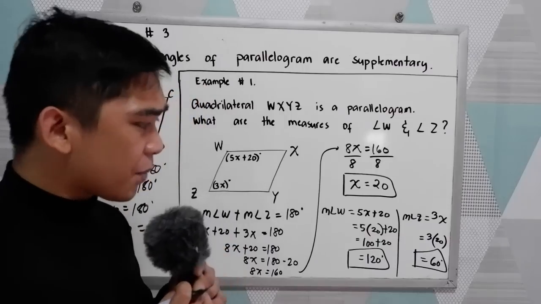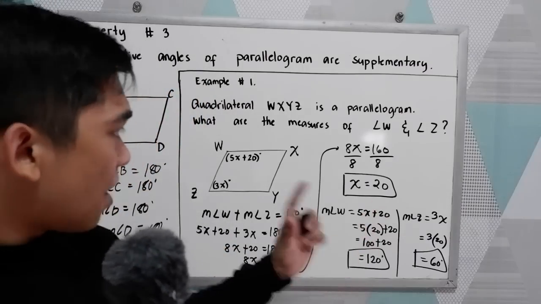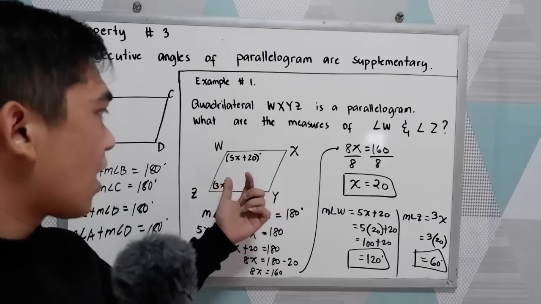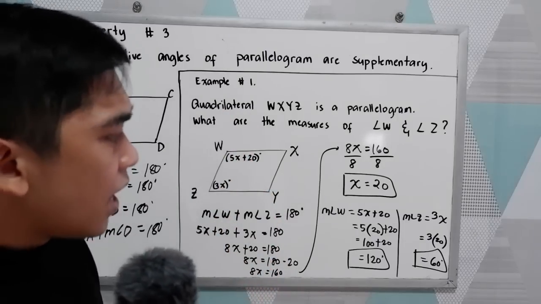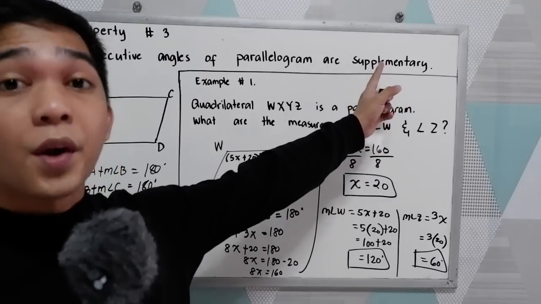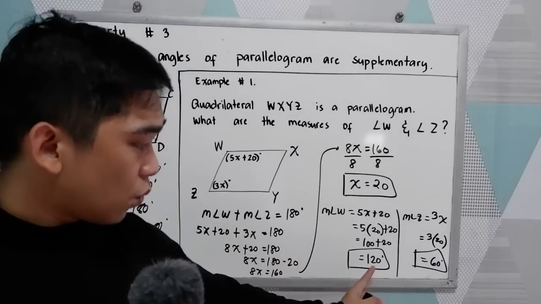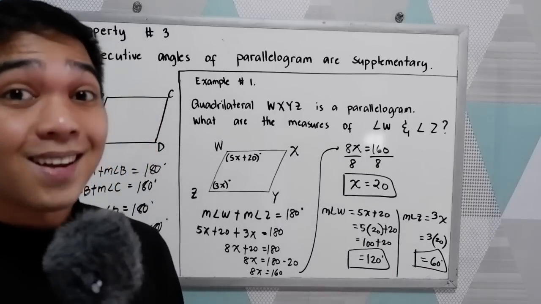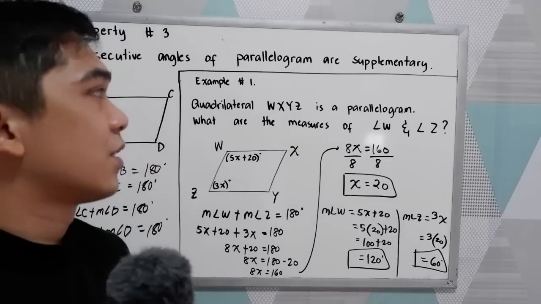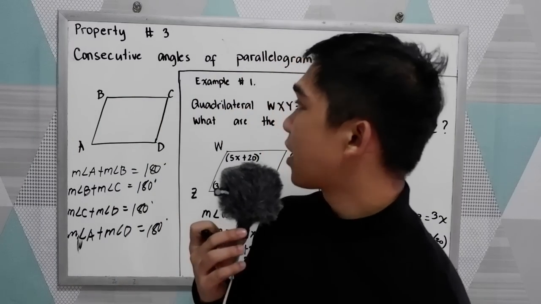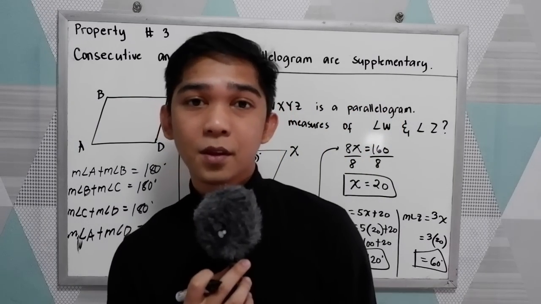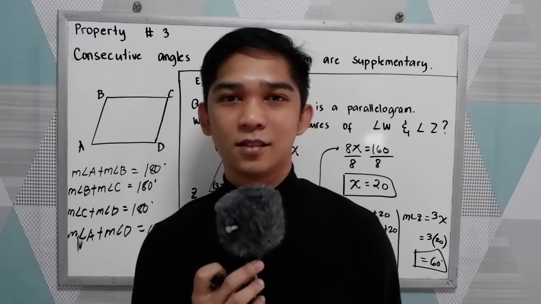To check our property number 3, since angle W and angle Z are consecutive angles in our parallelogram, their sum must be equal to 180. So 120 plus 60 is 180 degrees. So that is our property number 3: consecutive angles of a parallelogram are supplementary.